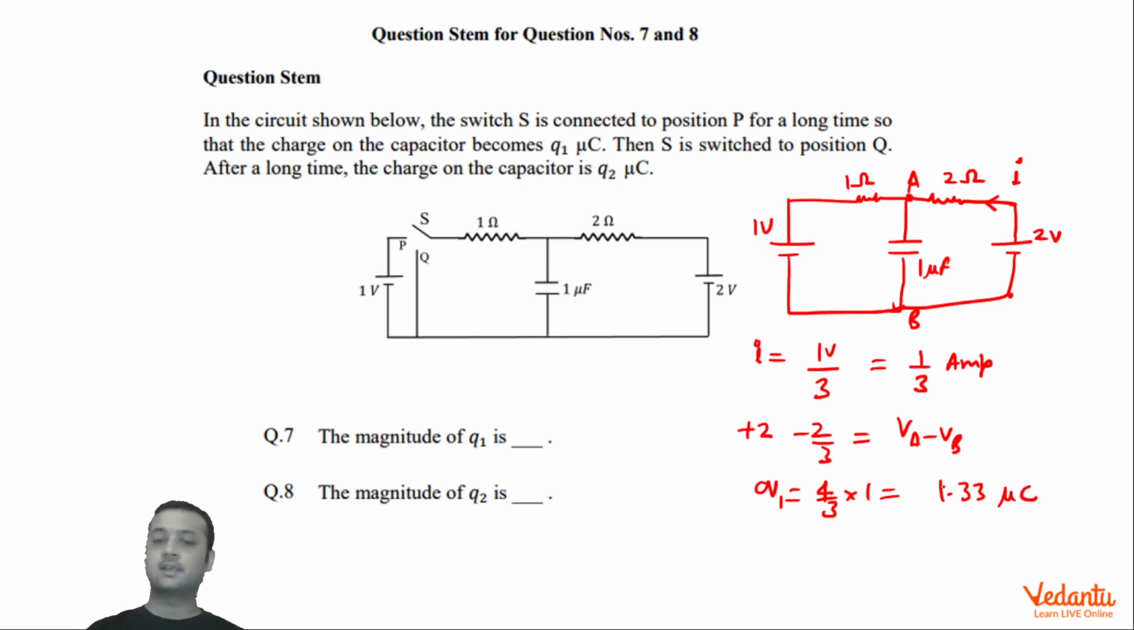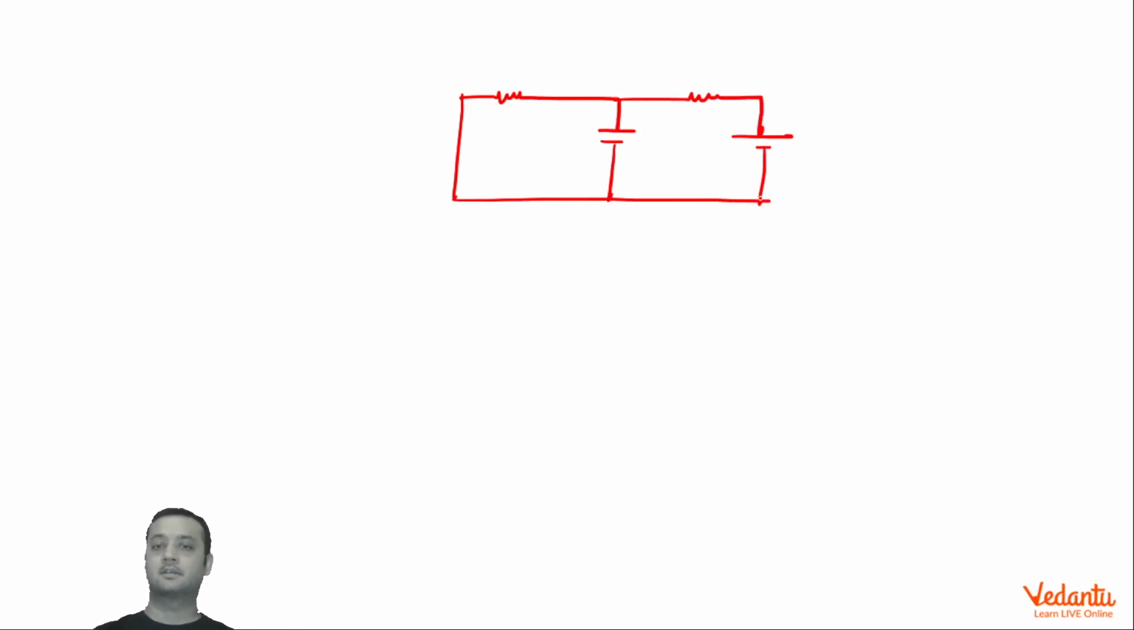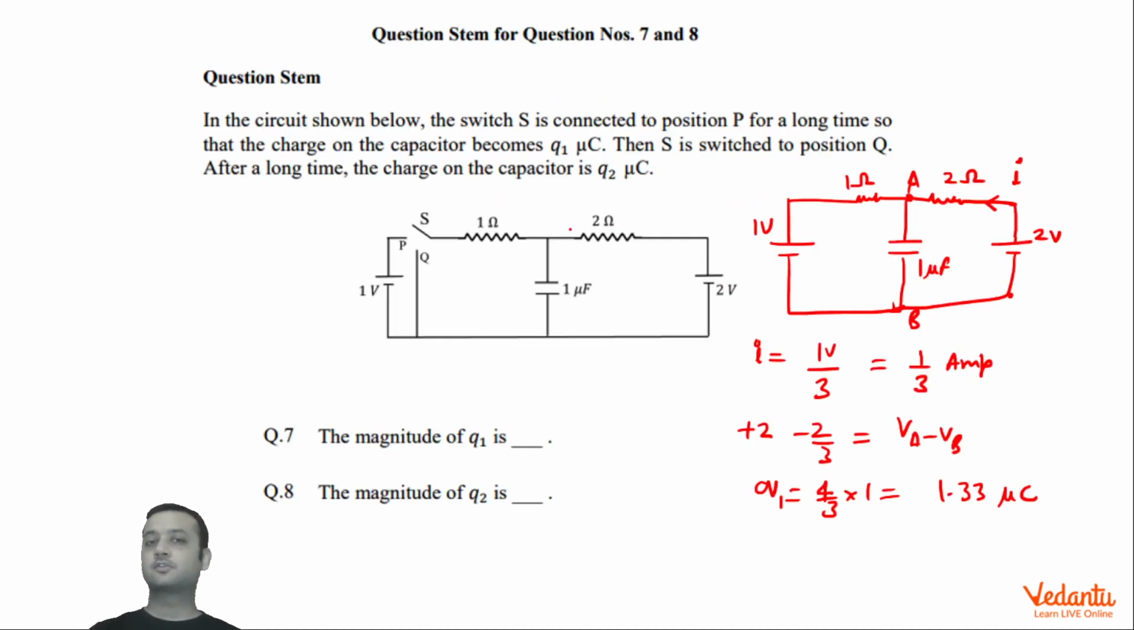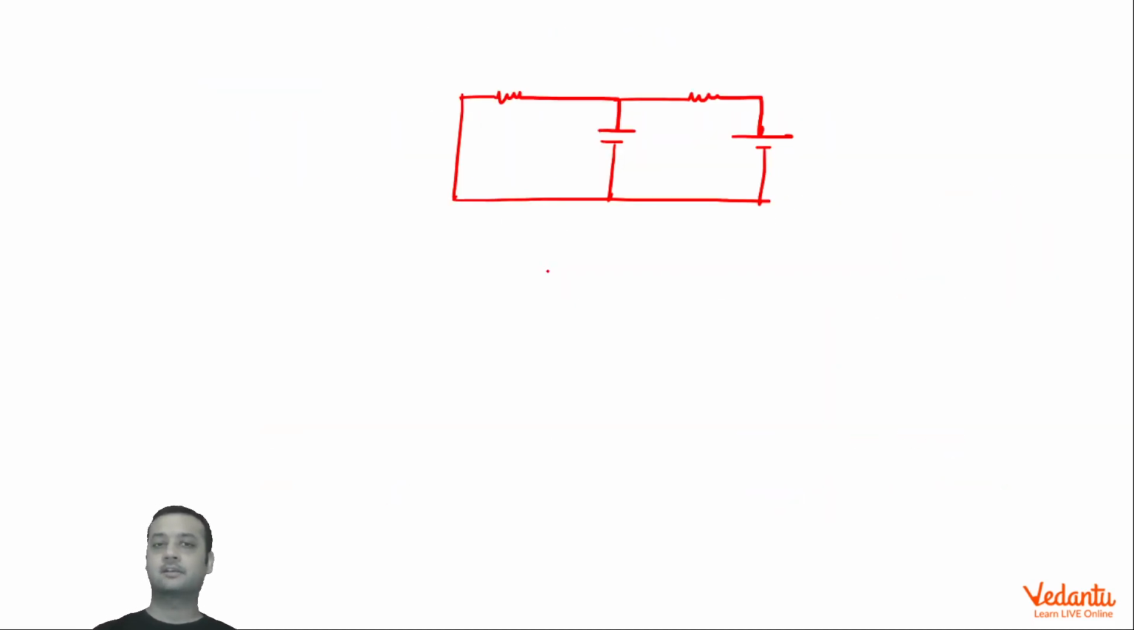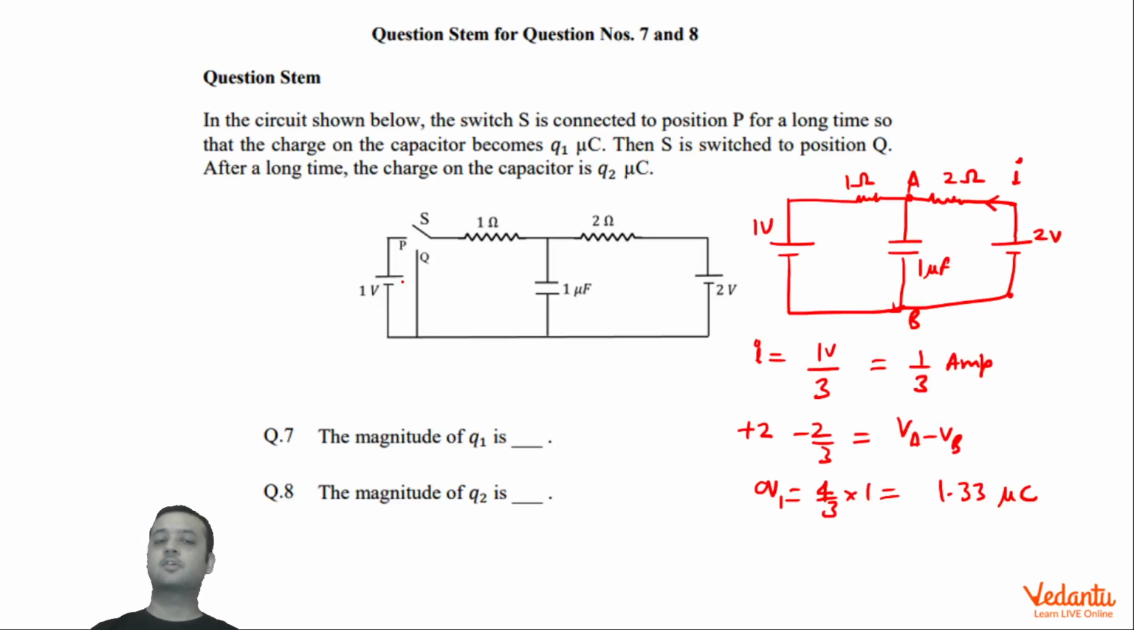Microcoulombs. Okay. Similarly, if you talk about when the switch has come in this position Q, then let's draw the circuit here. The capacitor will be like this. So you can see that this is 2 volts, 2 ohms, 1 ohm, and 1 microfarad. Okay, this battery will go out of the circuit.